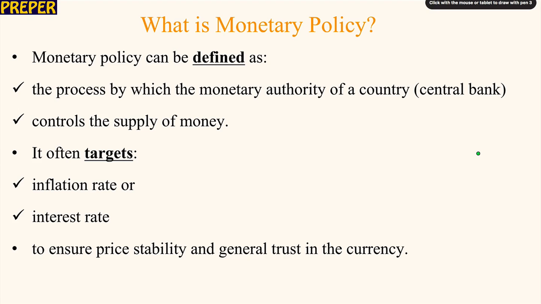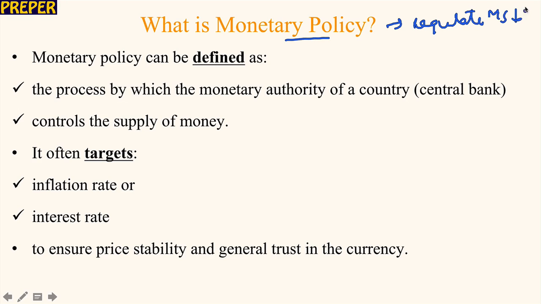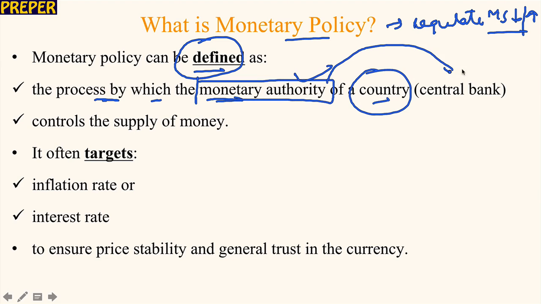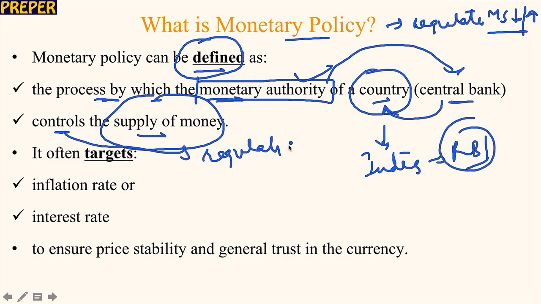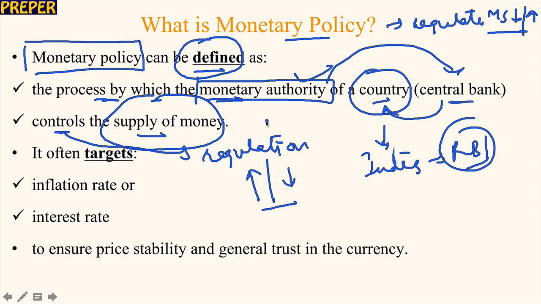So let's understand what exactly monetary policy is. Monetary policy, as I've told you, is in the hands of central bank of the country, and the main job is to regulate money supply in the economy, which means increase or decrease in money supply. So monetary policy can be defined as the process by which the monetary authority of that country, which happens to be central bank, which in case of India is Reserve Bank of India or RBI, controls the supply of money. Control means regulation of money supply. Control does not always mean to reduce it, but regulate it. Regulation means either increase or decrease the money supply in the economy. That is dictated by the monetary policy of that country.